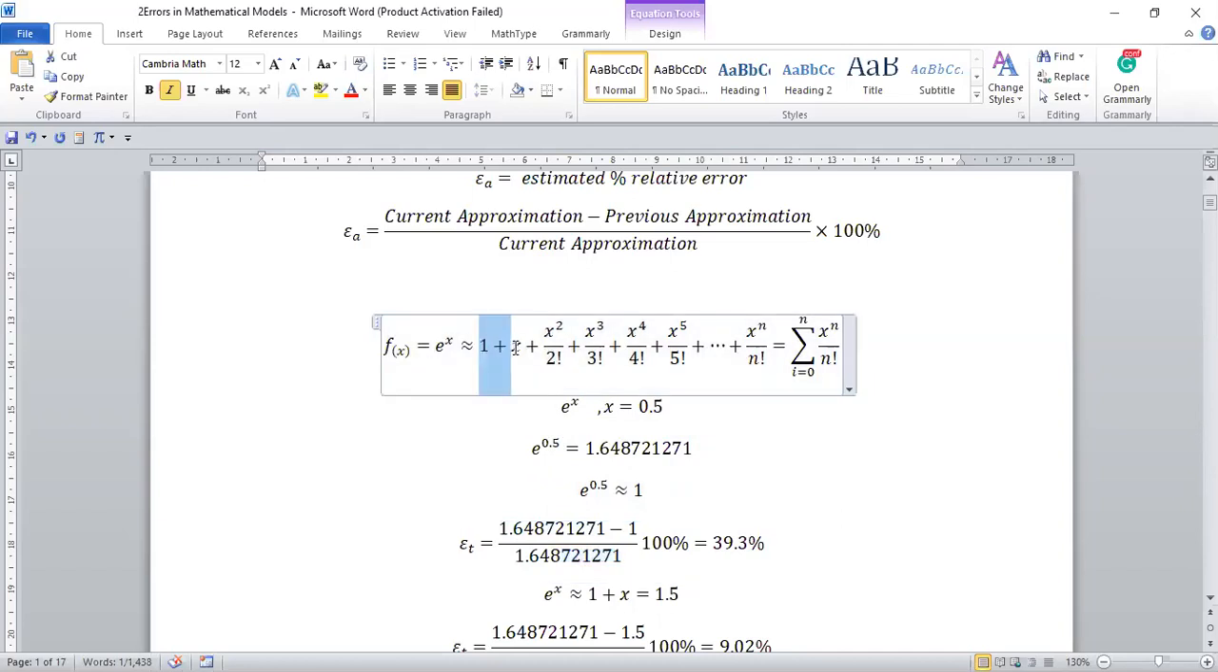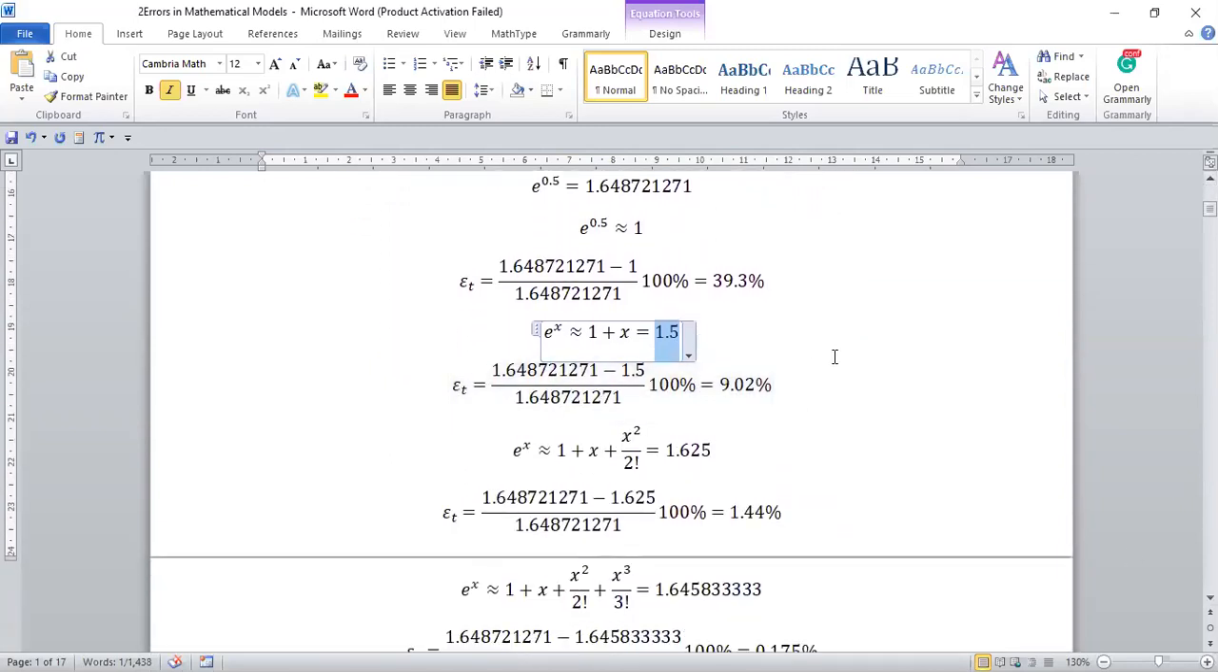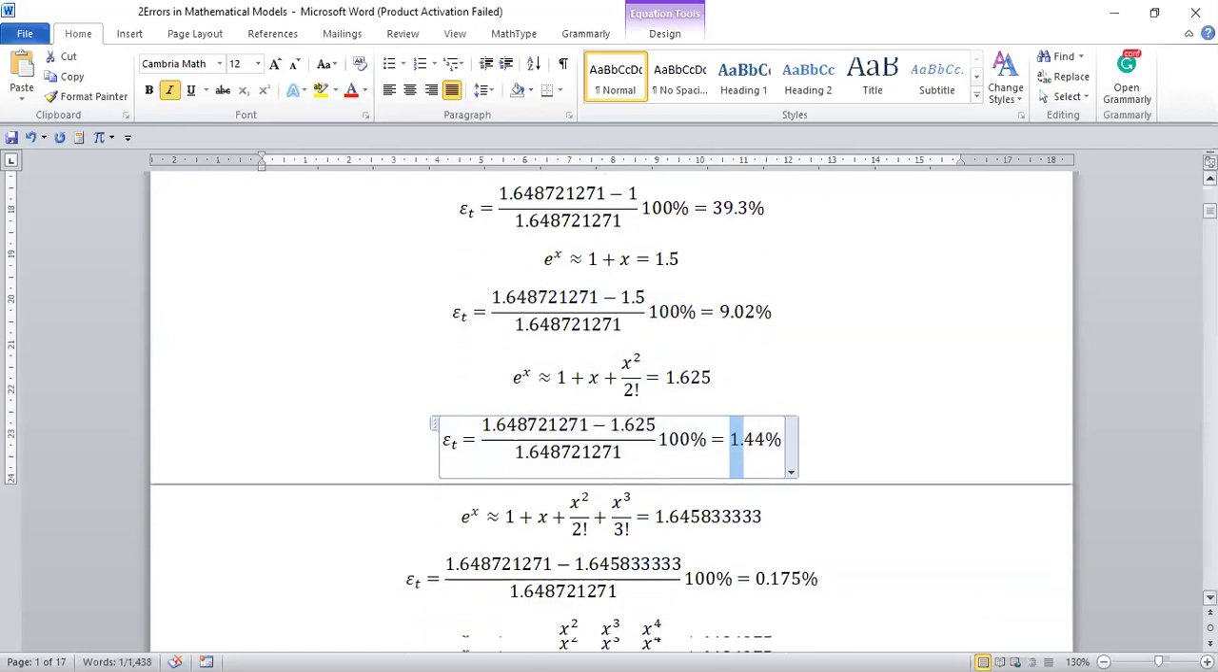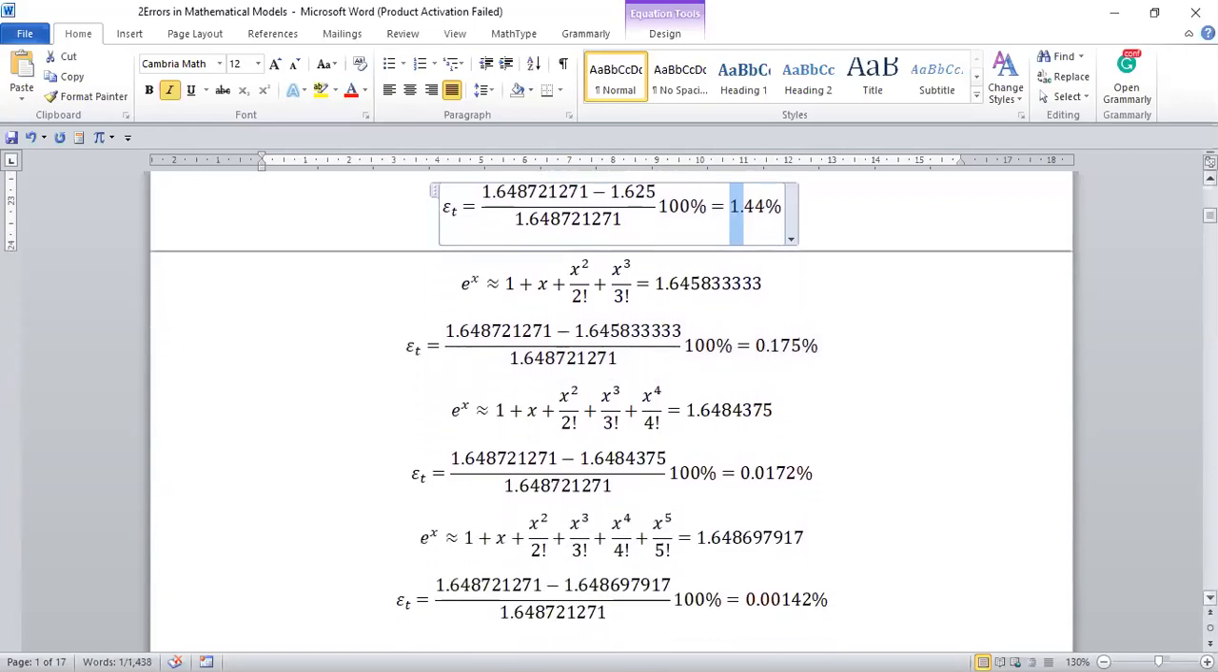If we use the first two values, 1 plus x, remember x is 0.5, we get our approximation as 1.5. Then when we calculate the error, we get this. Then if we use the first three values and calculate the error, this is the percentage error we get. If you observe the trend, the error is dropping from 39%, to 9%, to 1%. Then when you use the first four values, 0.1%.